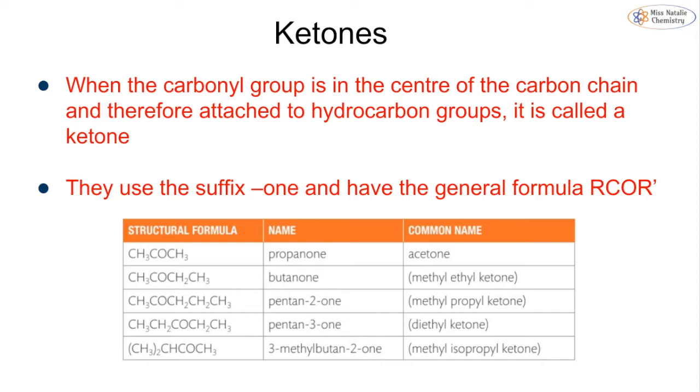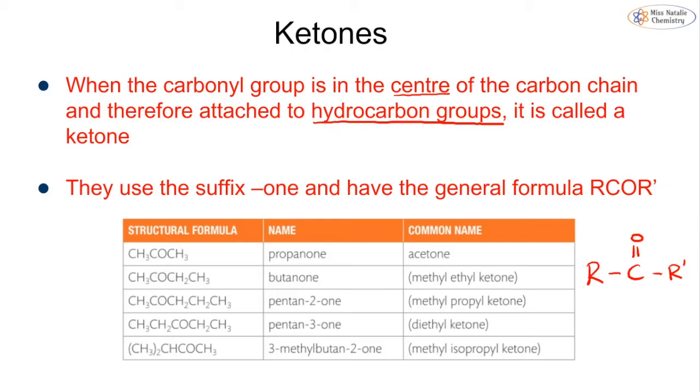The second carbonyl that we're going to look at is a ketone. And a ketone is when we have this carbonyl group, this time in the centre of the carbon chain, and it's attached to different hydrocarbon or different R groups. So these have the suffix -one, and they have the general formula RCOR', meaning I can have two R groups attached to the carbonyl, but they don't have to be the same. So we can call one R and the other R' just to show that they could be two different things.